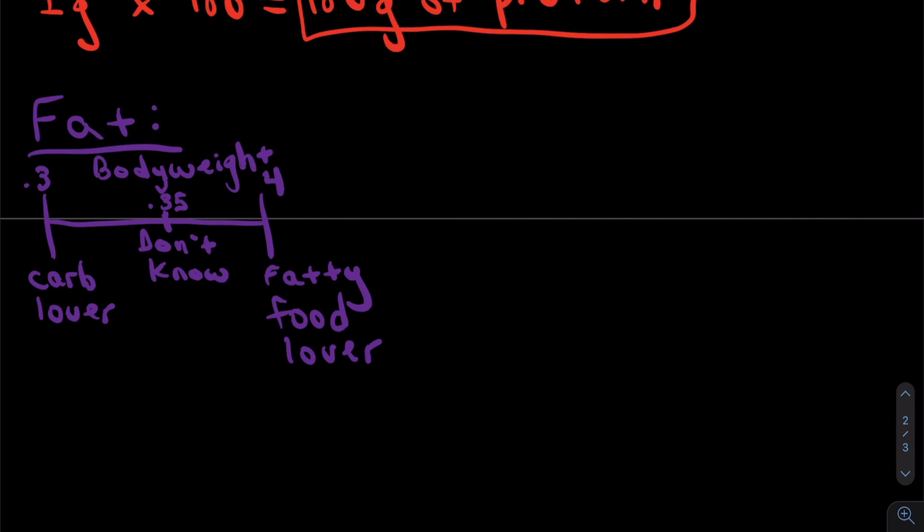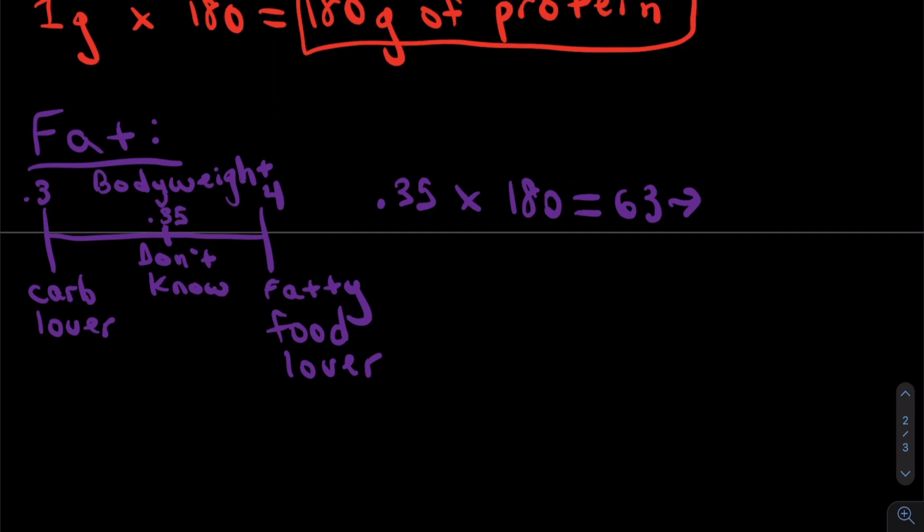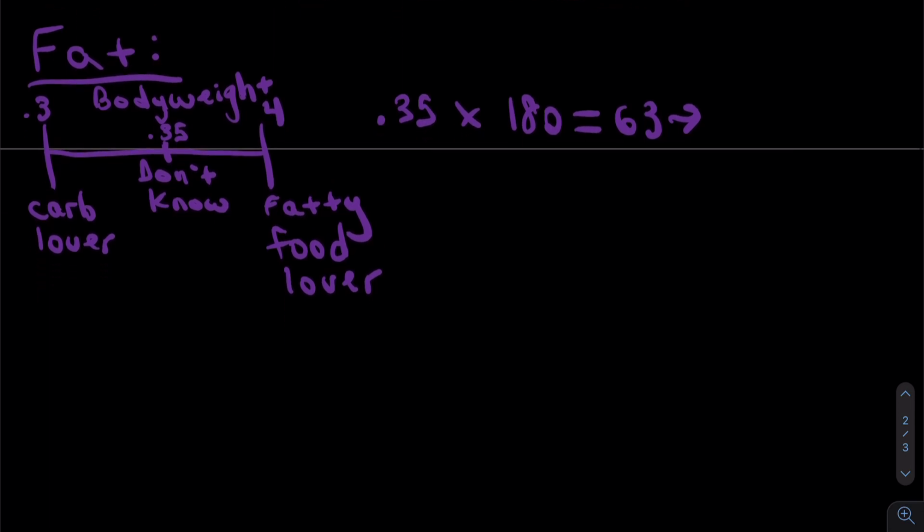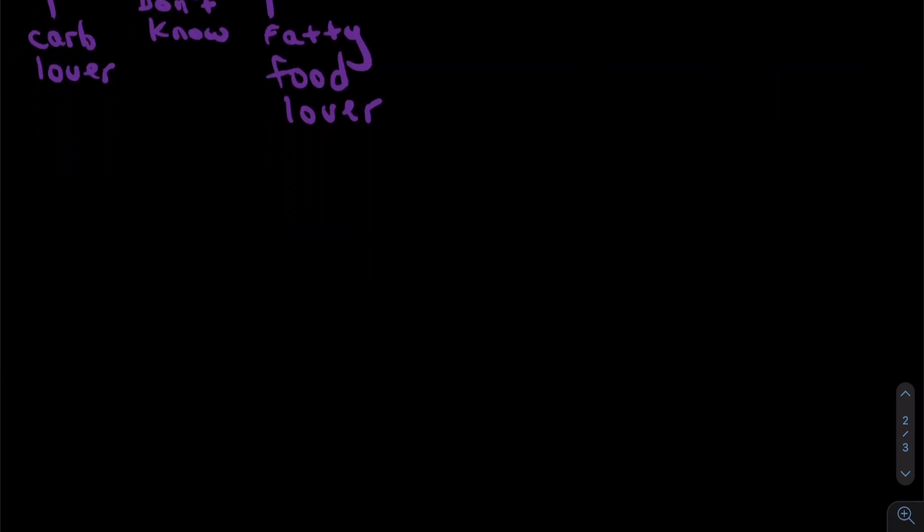So in order to figure out what needs to get done, we're gonna do 0.35 times 180 because of Bruce Wayne's weight, which equals to 63. So we're basically gonna switch this to 65 grams of fat right there. So now we have this. So 65 grams of fat. Now we're gonna go to the next section.